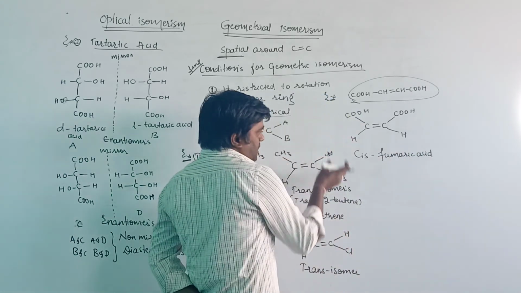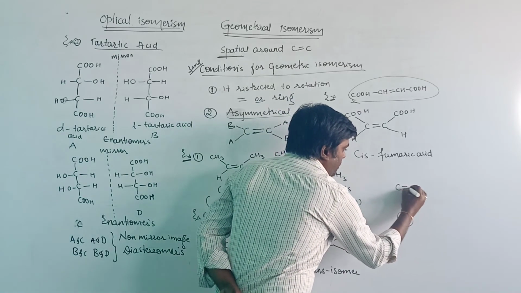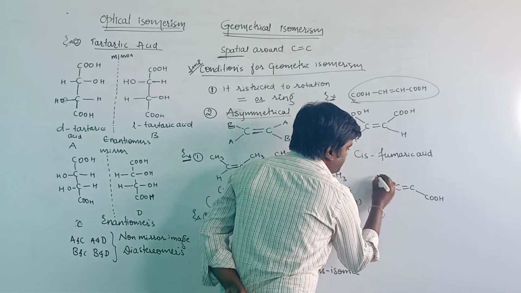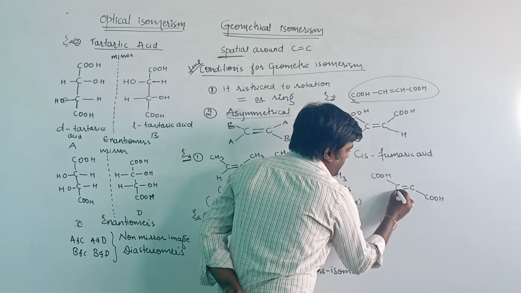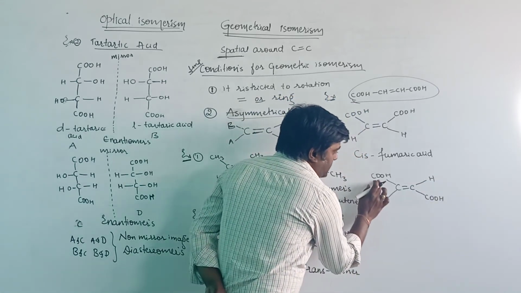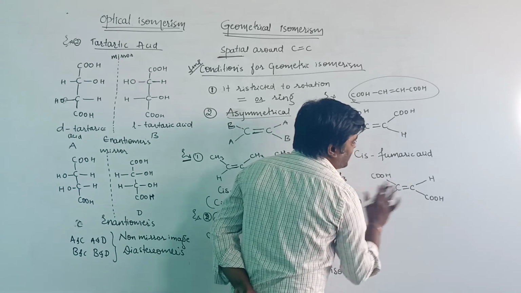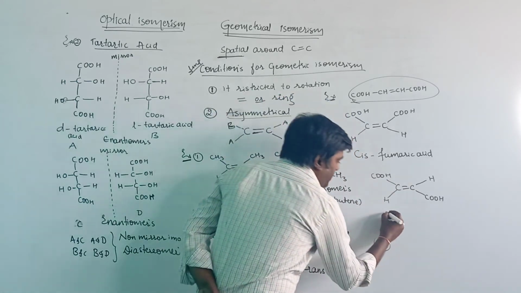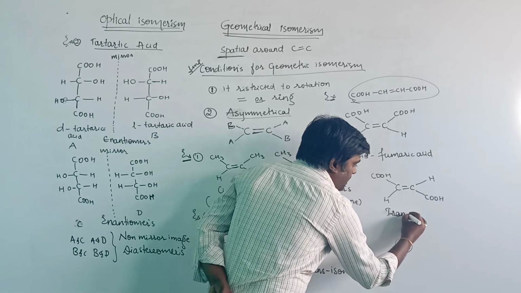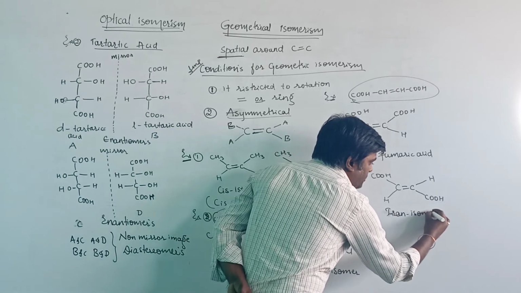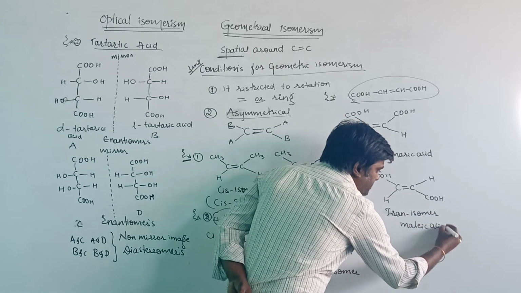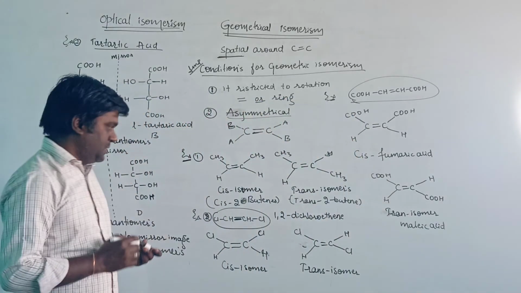We can write it in another way, that is C=C, where the carboxylic acid groups are on opposite sides, COOH here, and H and H here. The same groups are on opposite sides, therefore this compound is a trans isomer, and the name for this compound is maleic acid.